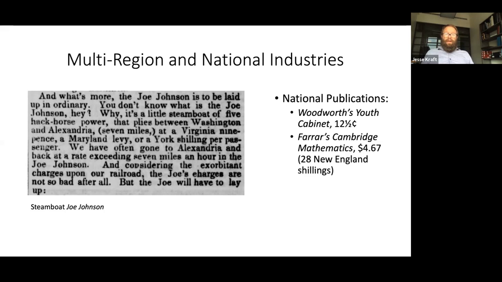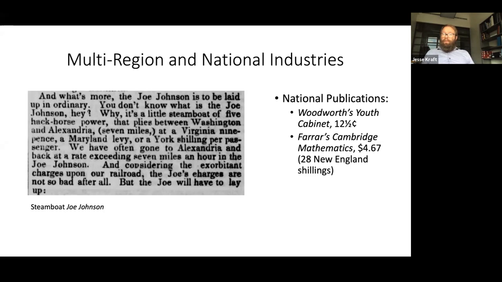Now, publications that expected to sell nationally were among the first to shy away from their different state shillings and pence systems and calculate in dollars and cents, even though the dollars and cents that they used still equated to these state systems. For example, Woodworth's Youth's Cabinet sold for 12 and a half cents instead of the New York shilling, even though it was equivalent. But if they wanted to sell the book in, say, Georgia or New England, and their price was a York shilling, the people there wouldn't necessarily understand what they meant.